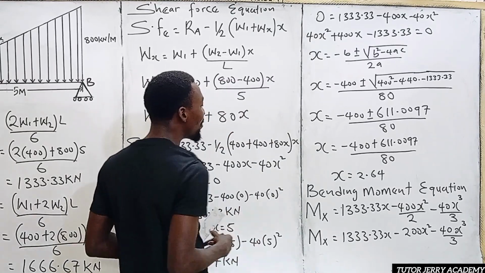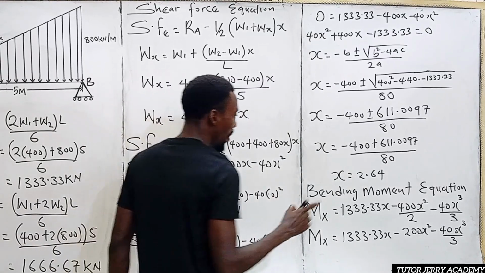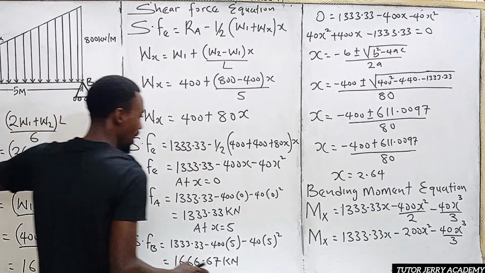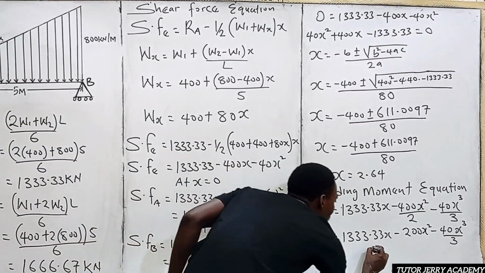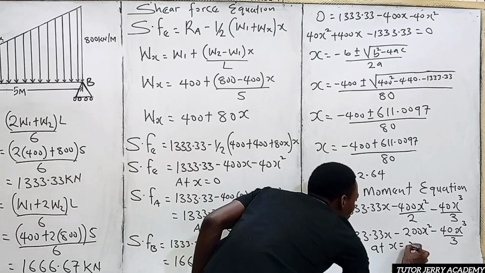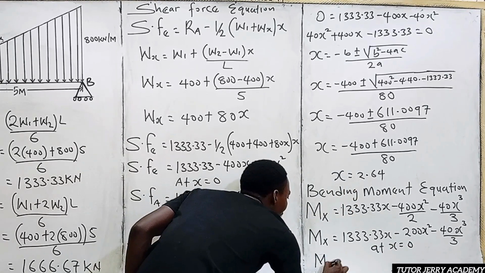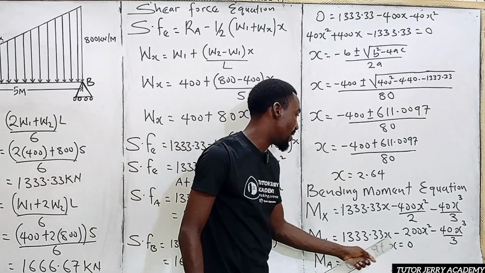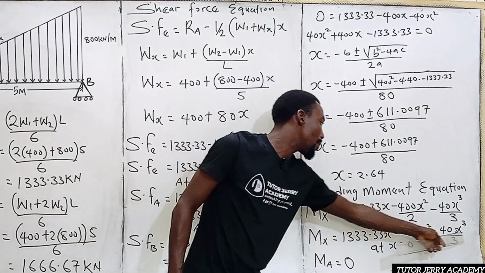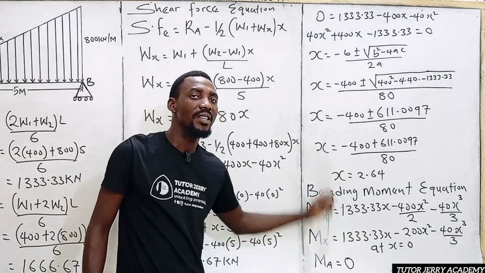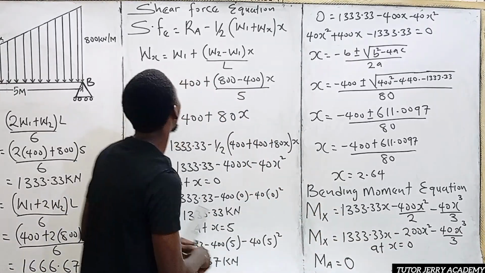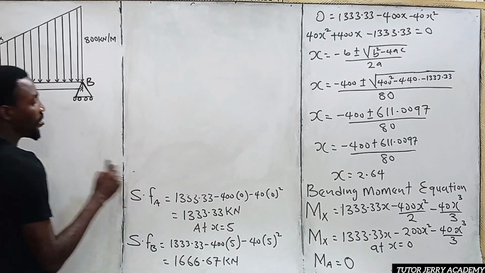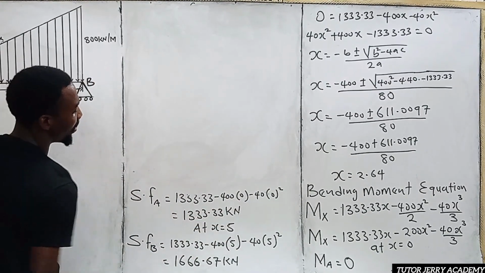Now, let's start with the bending moment at point A. So at S equals 0, we are going to get the bending moment at A. So at S equals 0, the bending moment at point A will be equal to 0 as well. Why? Because we have S here all through. S multiplied by everything that is here is going to be 0, right? At S equals 0, we have gotten our bending moment at point A.